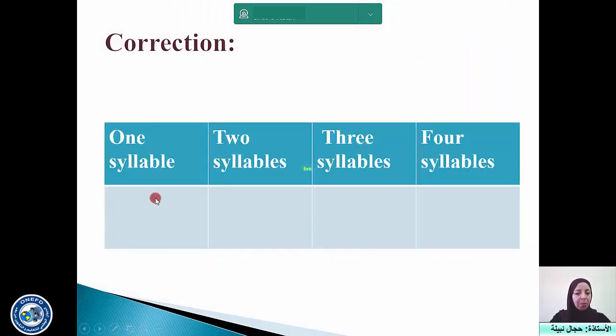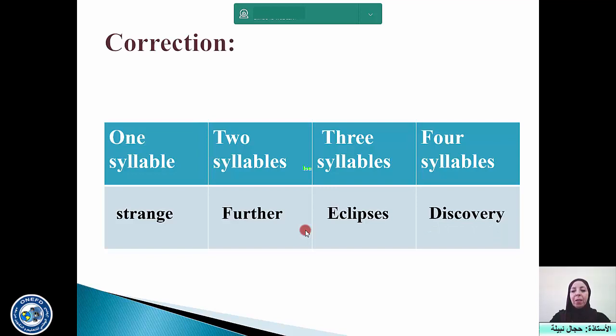So here is our table. The word that contains only one syllable in the list is strange. Now, the word that contains 2 syllables is further. Another word that contains 3 syllables is eclipses. And the last word, discovery, contains 4 syllables. As you can notice, in the previous table in the activity, I have put only 3 columns for words that contain 1 syllable, 2 syllables, and 3 syllables. But if there is a word that contains more than 3 syllables, of course, in your answer, you should add another column for the word.